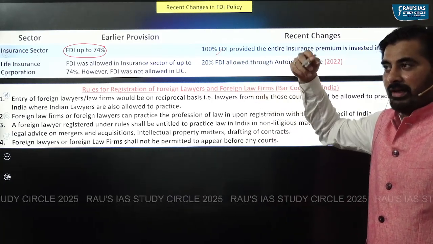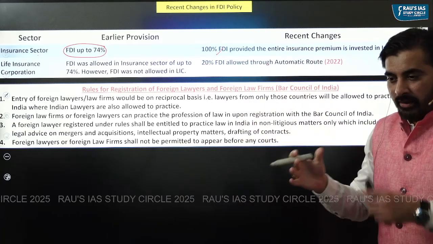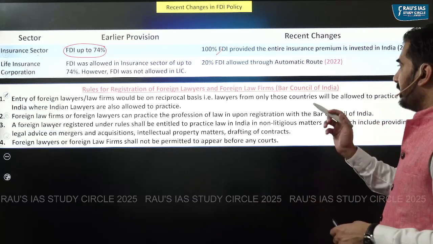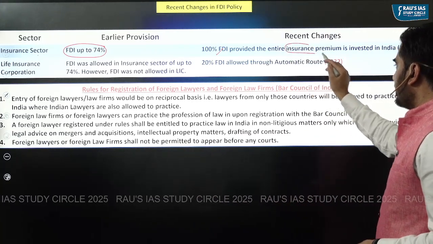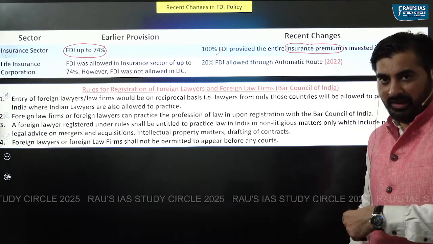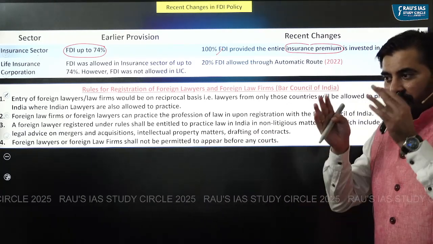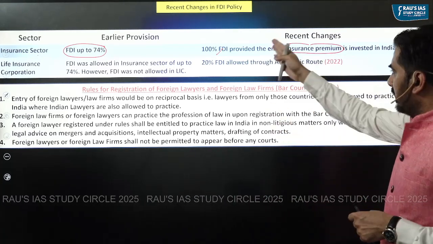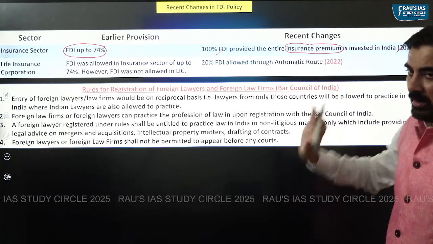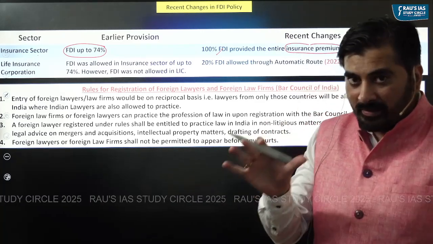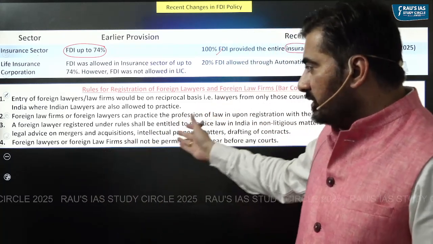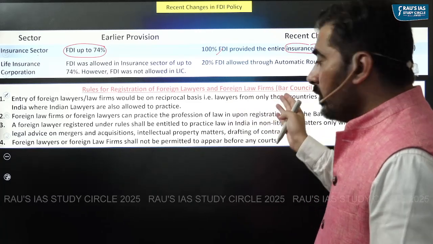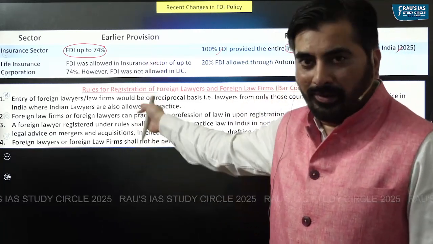But it will be increased to 100% provided the insurance company which is making investment in India agrees that whatever insurance premium it is collecting from Indians, all of that premium it will reinvest back in India. Only then the 100% FDI will be applicable. Apart from this important change, there is another change with respect to entry of foreign lawyers and foreign law firms into India.